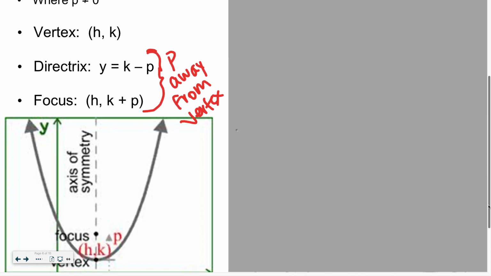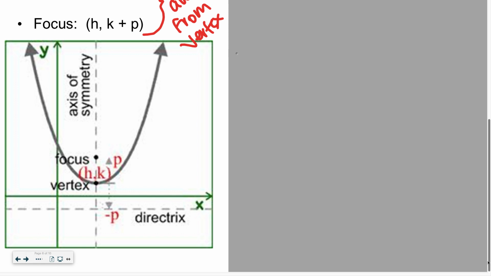Okay, so when we graph, what I'm going to have you do, and I don't want you to draw this, I don't think it's necessary, is plot the vertex, and then count P to plot your focus, and then count P the other way to draw your directrix, and then I'll show you how to get a couple points on the parabola.